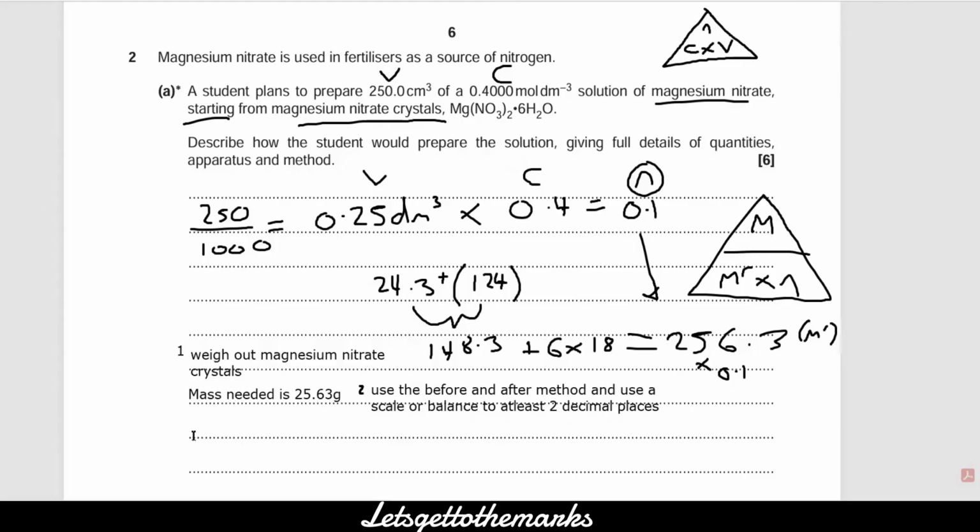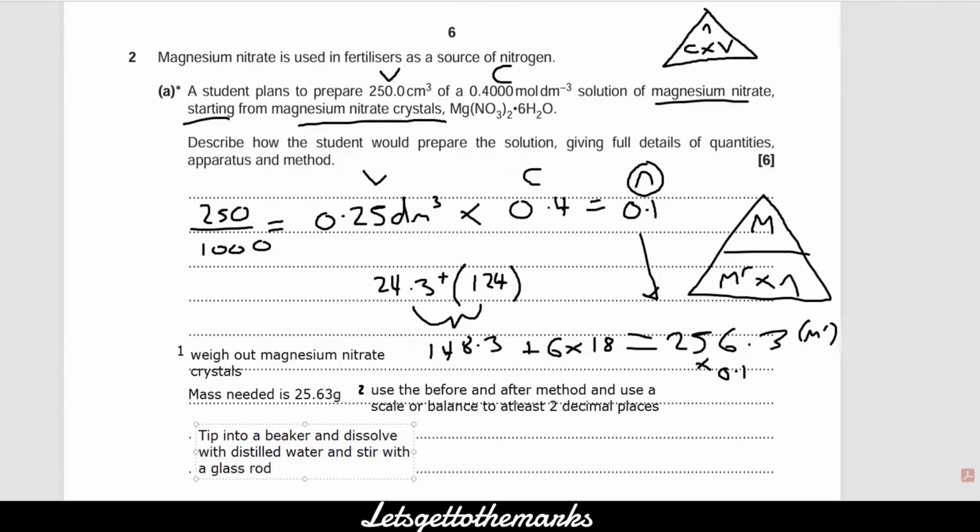Then I want to say tip into a beaker. Again, before and after weighing method. I'm not going to repeat that. So tip into a beaker and dissolve with distilled water and stir with a glass rod.